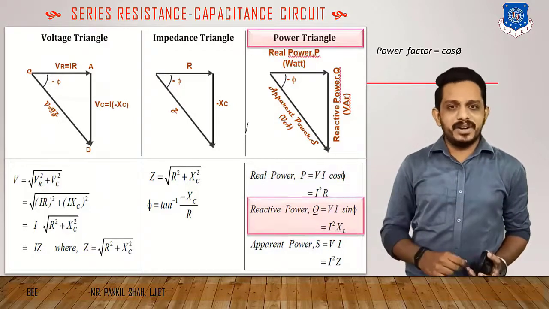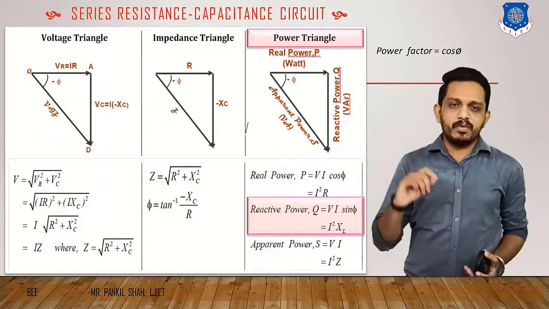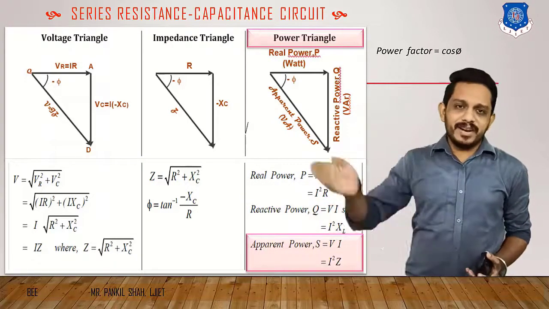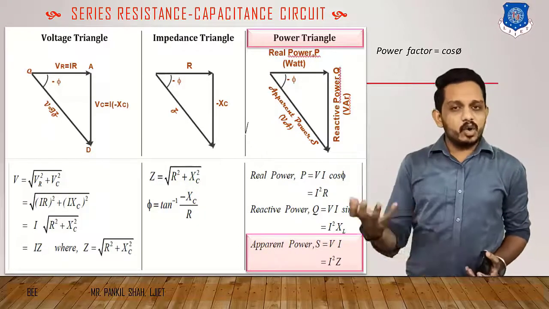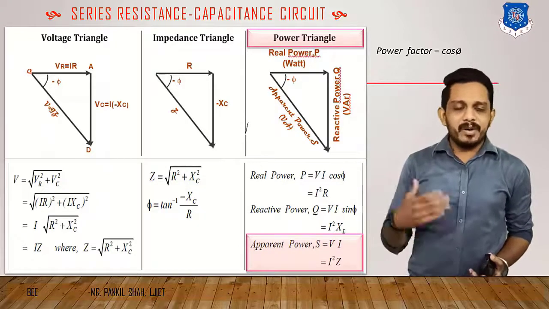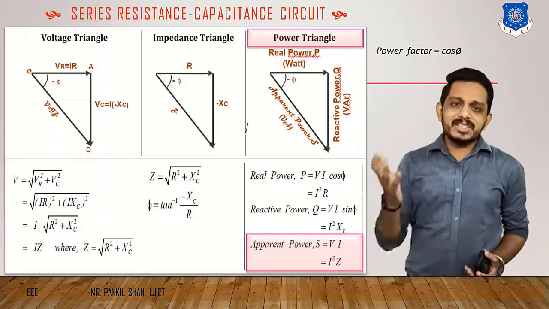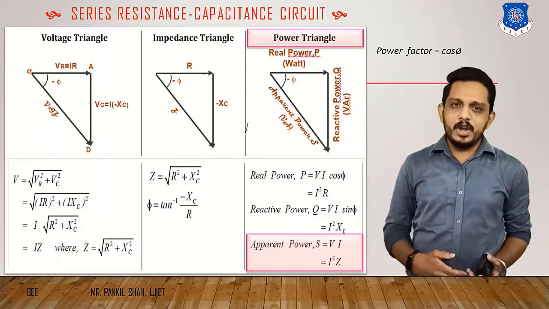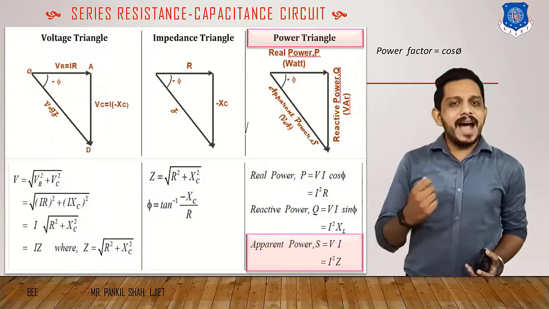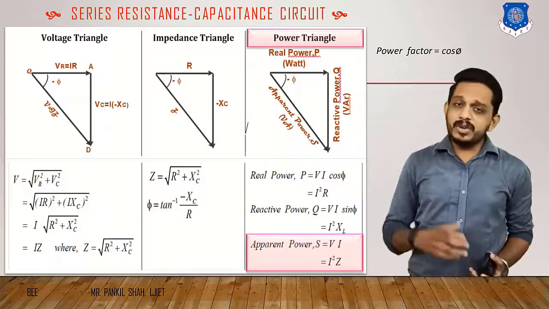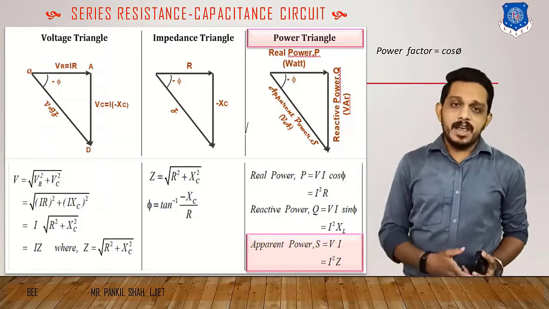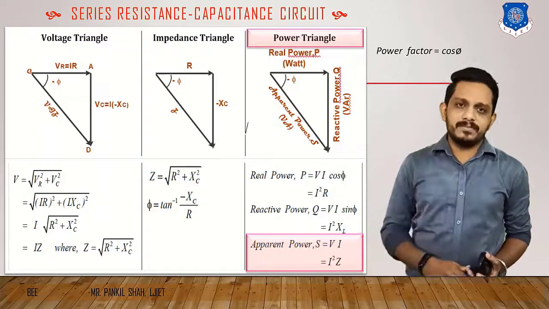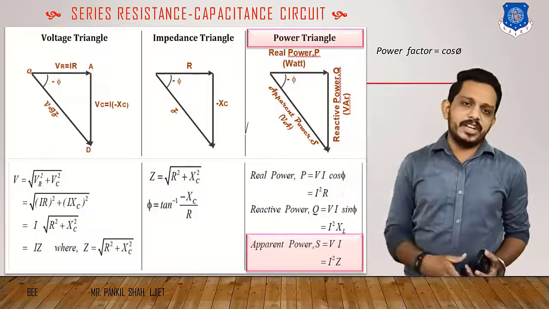This reactive power is given by the formula Q equals VI sin phi, and it is measured in VAR. And the third power is the diagonal, which is the total, or you can say the apparent power, and it is given by the formula S equals VI, where S is the total apparent power, V is the RMS value of the voltage, and I is the RMS value of the current. So in this way, you can define these three powers. But you can see that this VI is the total power and phi is the angle between voltage and current.